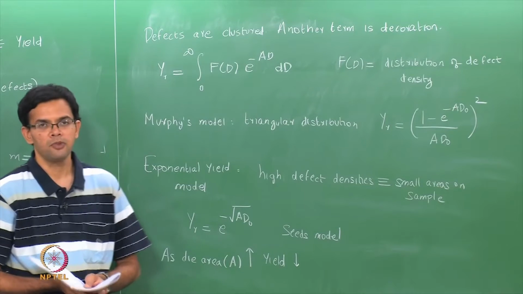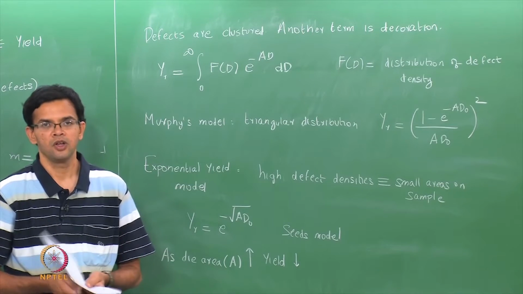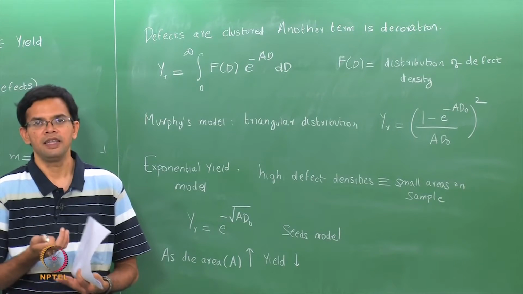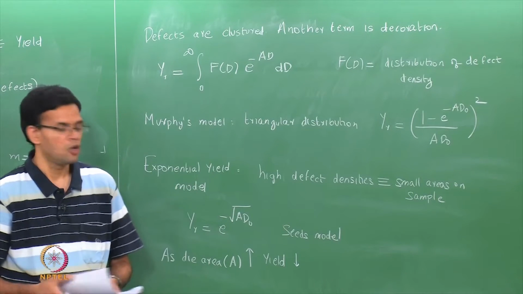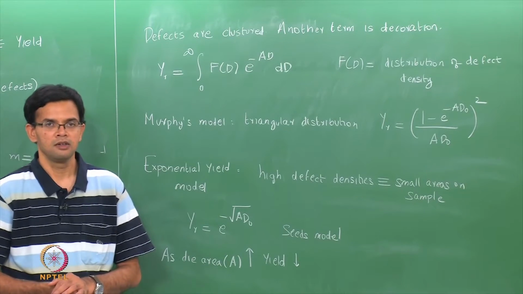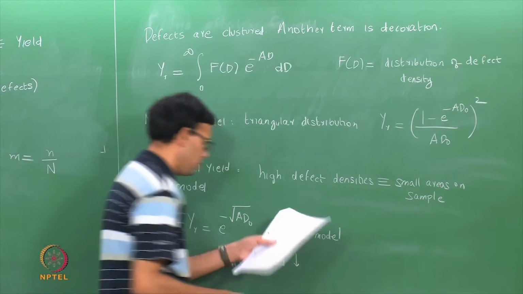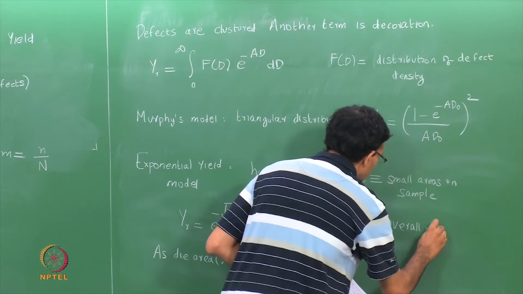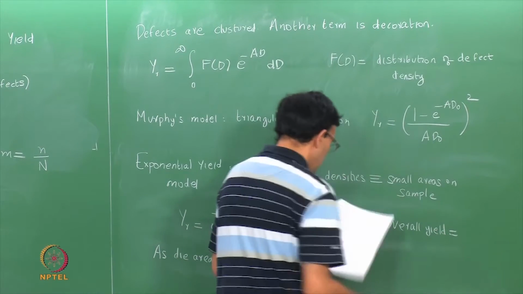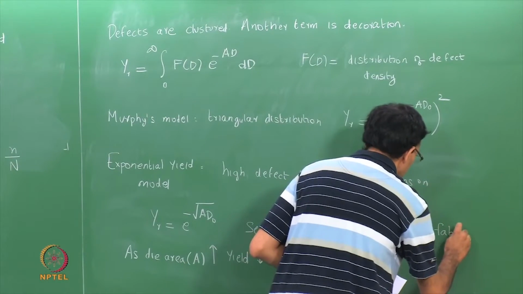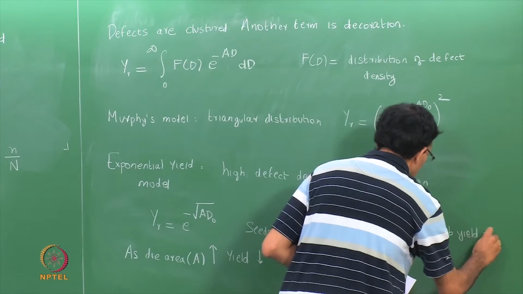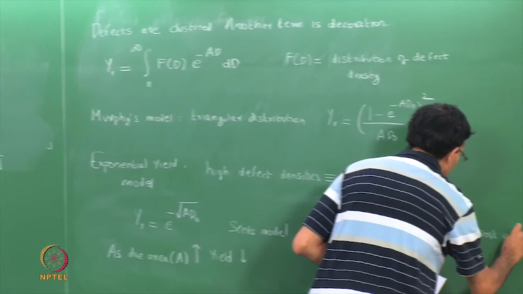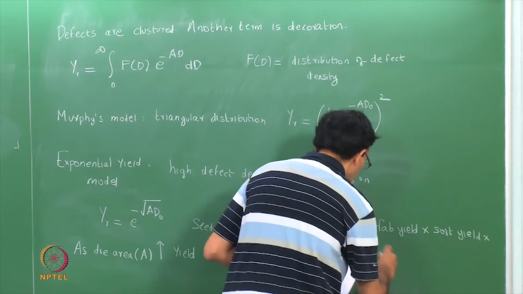So, we have seen three processes or three types of yield. One is the fab yield, then we have the sort yield, and finally, we have the packaging yield. All three of them come together to determine the overall yield in the fab. So, the overall yield is nothing but the fab yield times the sort yield times the packaging yield.